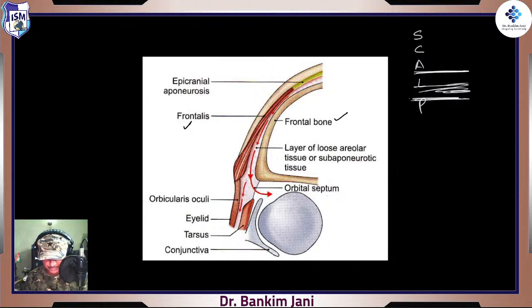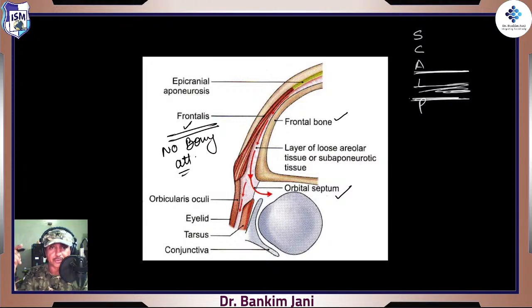So any fluid, it can reach all the way up to the orbital septum, and the blood collection can lead to the subconjunctival area, right? Because the frontalis is not connected to bone anywhere. It is just connected to the aponeurosis. So frontalis has no bony attachment. All the way that fluid would go into the subaponeurotic space, to the eyelid, and lead to the subconjunctival area. Okay.